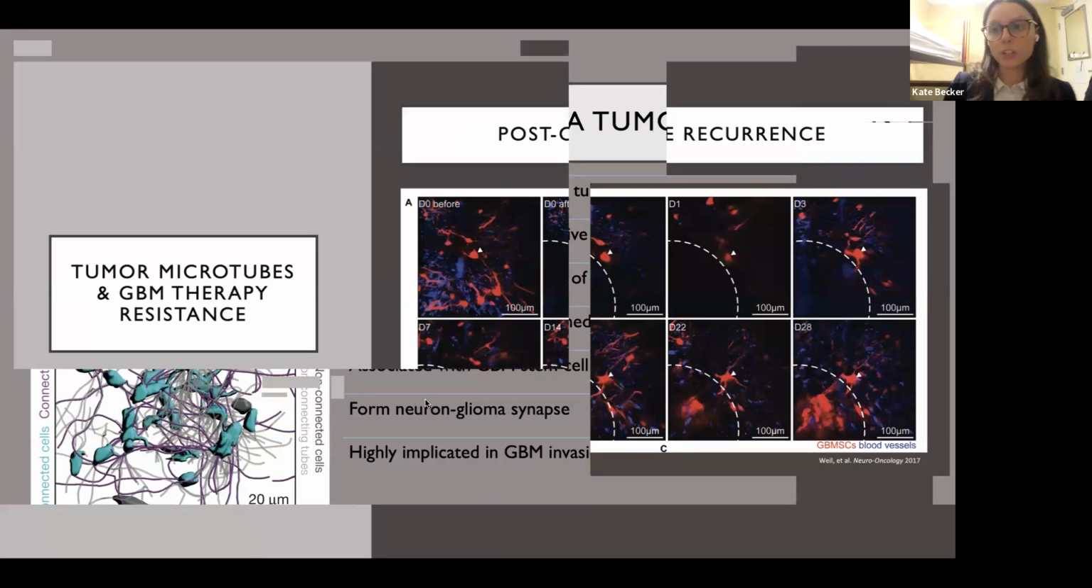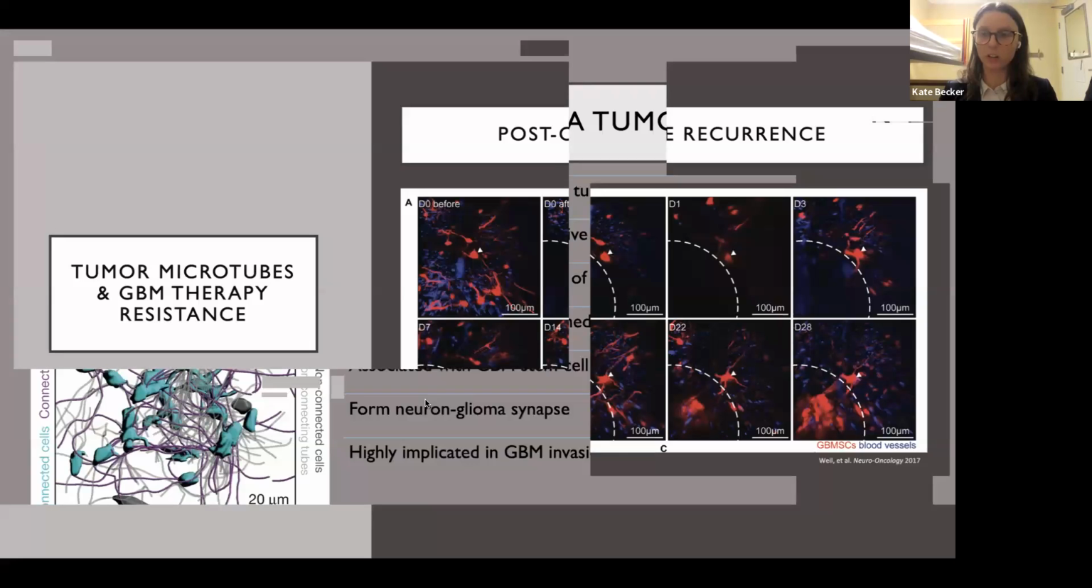Perhaps even more interesting to this particular group, and as neurosurgically minded people, tumor microtubes have been implicated in post-surgical recurrence of GBM. So we know from observational data that the majority of GBMs recur within 2 centimeters of that primary resection margin, which is a very interesting observation because that's also the area that we most intensively target with postoperative radiation therapy.